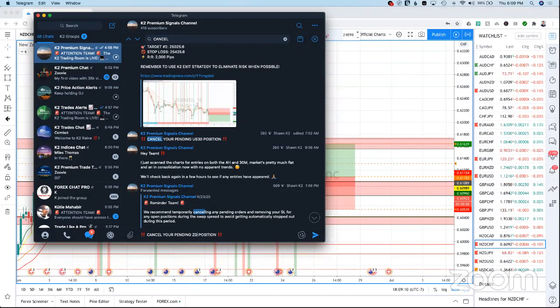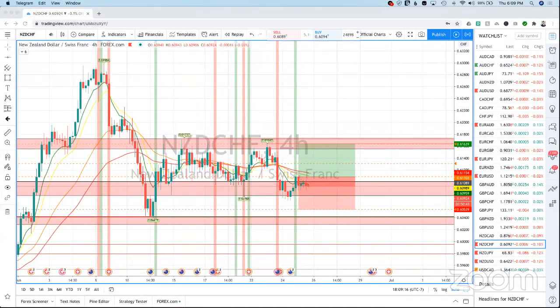Yeah, guys, I called that trade at 6 a.m. It hasn't even hit entry yet. It's been 12 hours. NZD CHF. All right, I sent that out, guys. So if you guys still have that open, I'm gonna forward this to the premium group.